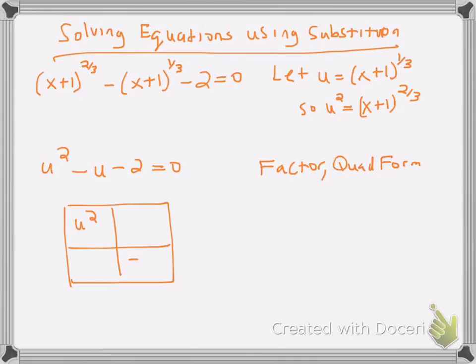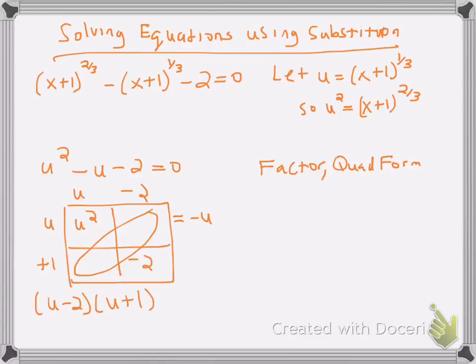So I'll draw out the box. U squared on the top left, minus 2 on the bottom right. Those two should add to negative u. So I'm filling out my box. There it is. There's my factors, u minus 2, u plus 1, and that equals 0. Solve in each case. U is equal to 2 and u equals negative 1. And we are not done yet. Remember, you guys still have to solve for x. We replaced x's with u's so we can actually get an equation that we can work with and solve.